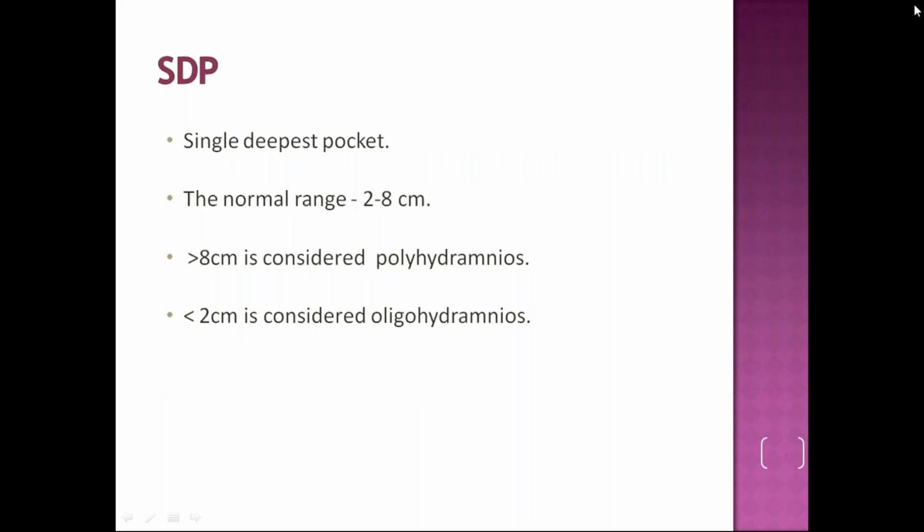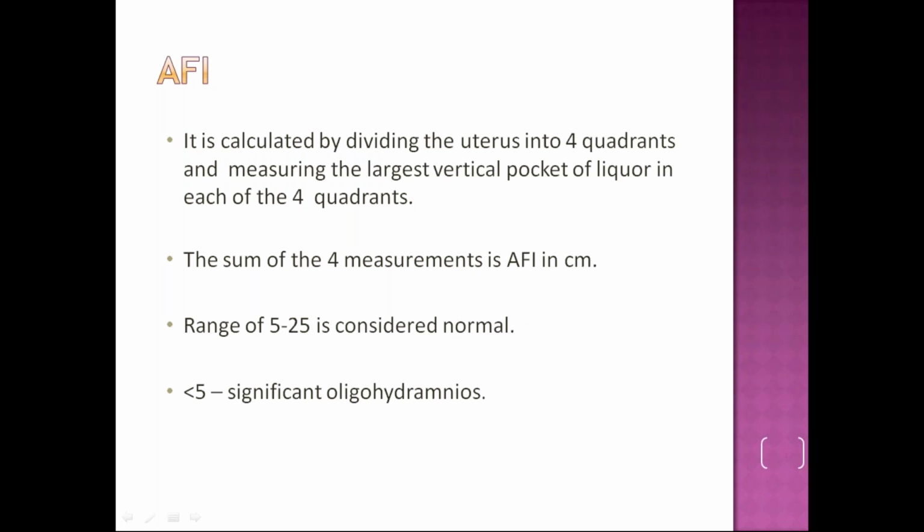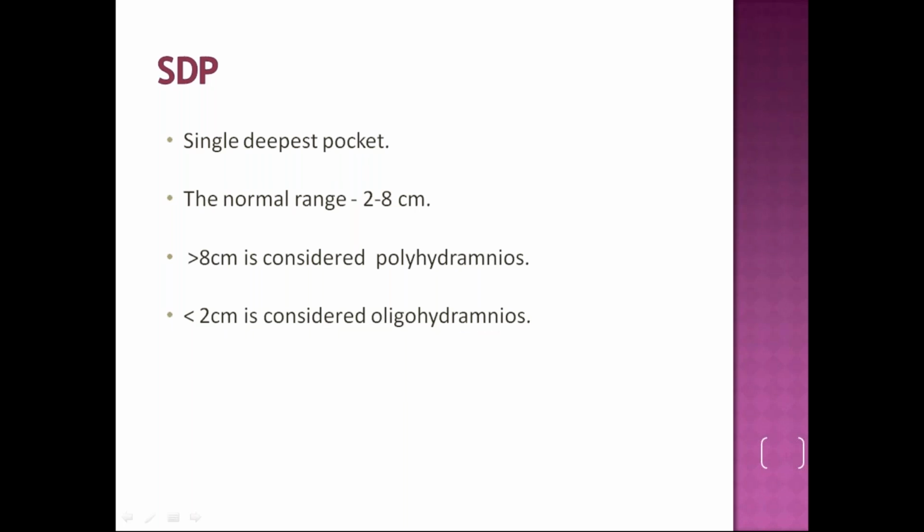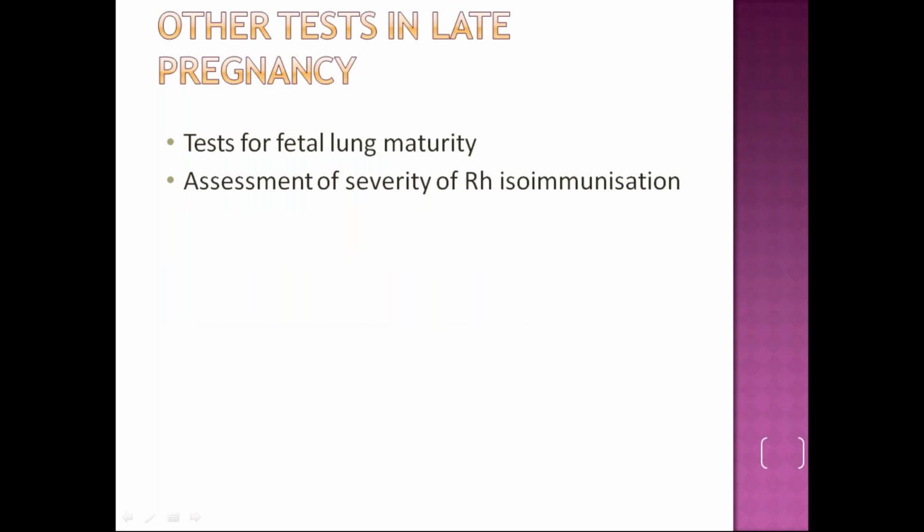There is also the single deepest pocket. We have calculated the sum of all these, but again we have a separate calculation for a single pocket. Suppose you are seeing one pocket measuring more than 2, that is also okay for the patient. If it is more than 8, you'll say it is polyhydramnios. Anything between 2 and 8 centimeter in a single pocket measurement is okay.